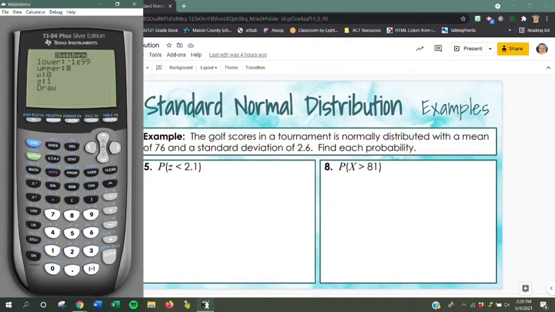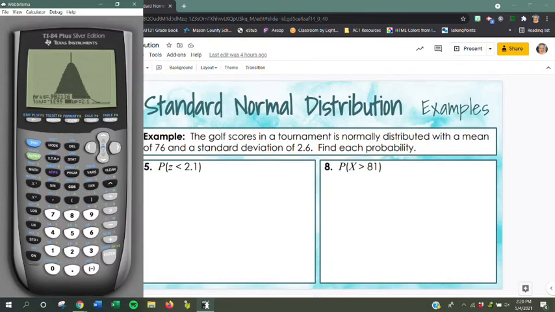So we want the probability that z is less than 2.1. So it can be any negative value, it can go all the way to negative infinity, but the most it can be is 2.1. So that will be our upper boundary. We're going to leave the mean as 0 and the standard deviation as 1, and we're going to click draw. And it's going to show us this graph that kind of looks like our bell curve.